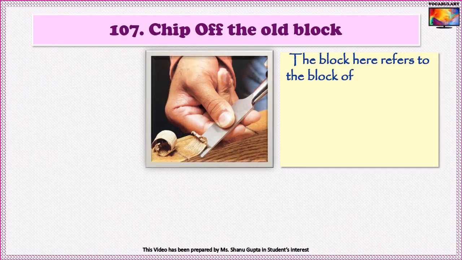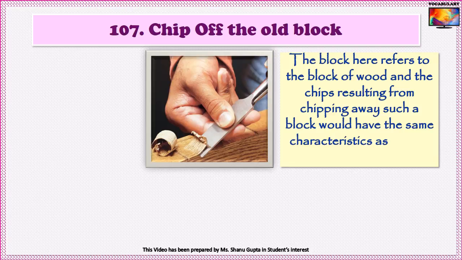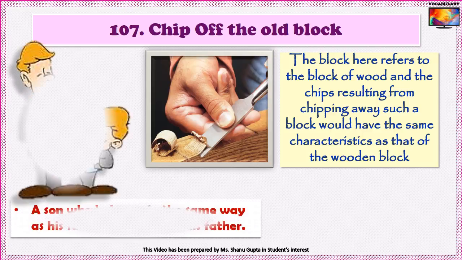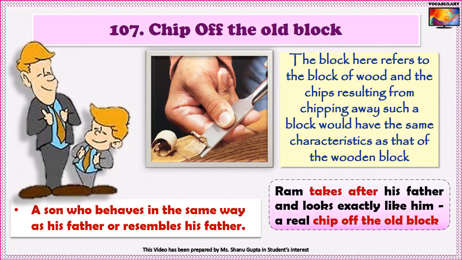Next idiom is a chip off the old block. Well, the block here refers to the block of wood, and the chips resulting from chipping away such a block would have the same characteristics as that of the wooden block. So figuratively, the phrase a chip off the old block refers to a son who behaves in the same way as his father or resembles his father. For example, Ram takes after his father and looks exactly like him, a real chip off the old block.